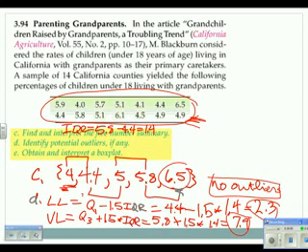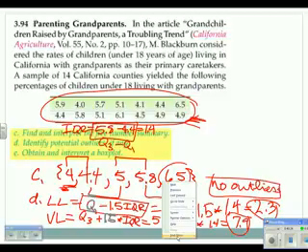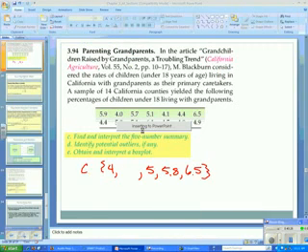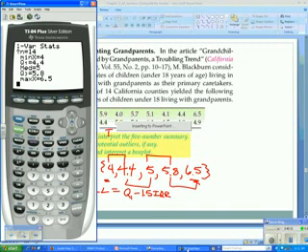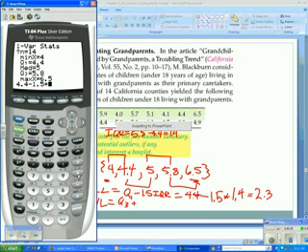I got 2.3 by using this formula. So I took Q1. Q1 was our 4.4. I subtracted 1.5 times the interquartile range. The interquartile range we got in the previous problem, it's Q3 minus Q1. And so when we did that, we got 1.4. So I just plugged in 4.4 minus 1.5 times 1.4 to get the 2.3. Okay, let me do it on the calculator then and see if we get something different. So we do 4.4 minus 1.5 times the 1.4.